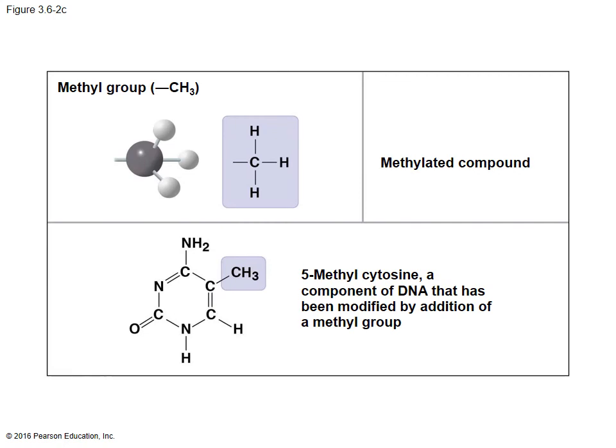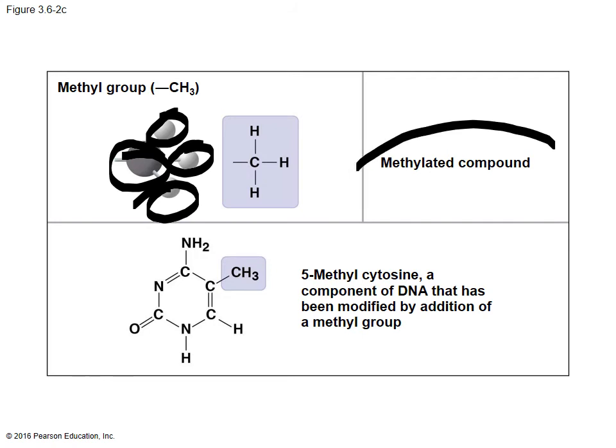All right, the last group is the methyl group. Methyl groups are just a carbon bound to 3 hydrogens. And so we see here the carbon atom, here are the 3 hydrogen atoms. They call these methylated compounds when you stick a methyl group onto a molecule.